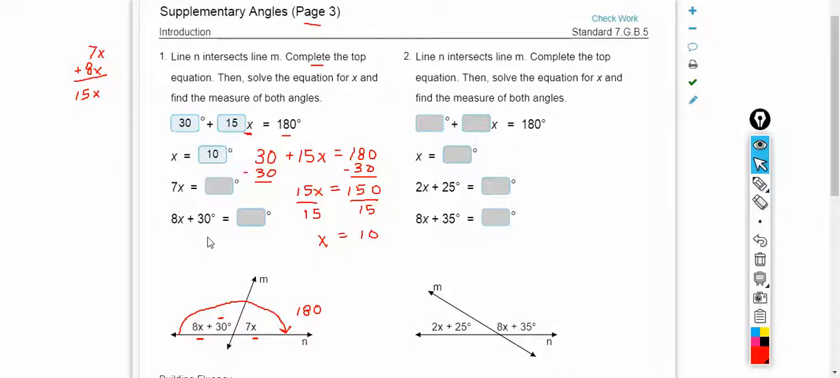Alright, so now we're going to substitute here. We know that x is 10. See, we don't have an angle called x, so our work is not done. We do have an angle called 7x. Okay, so we're going to take that 7. We're going to substitute out the x for 10, and that equals 70 degrees.